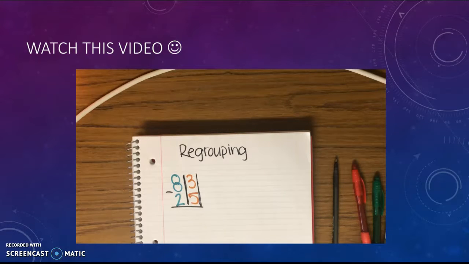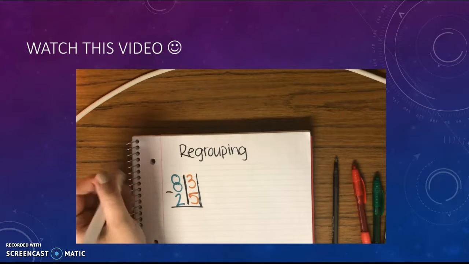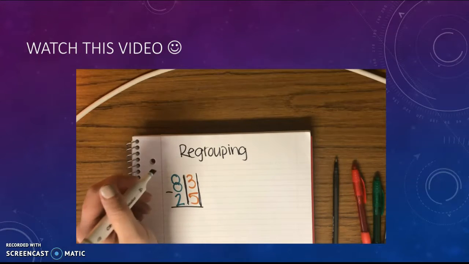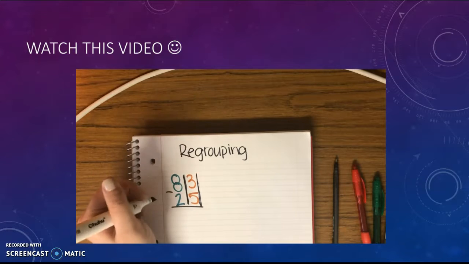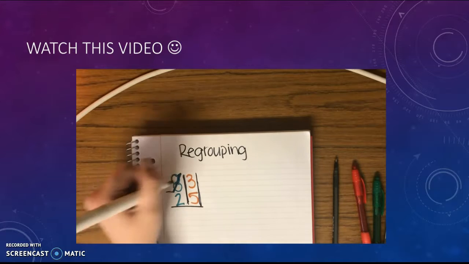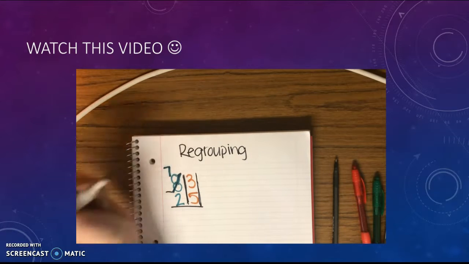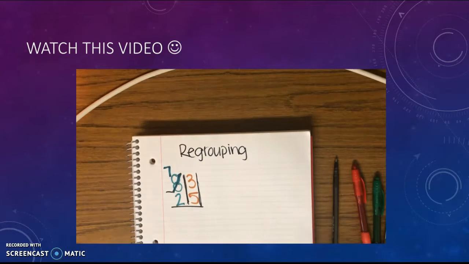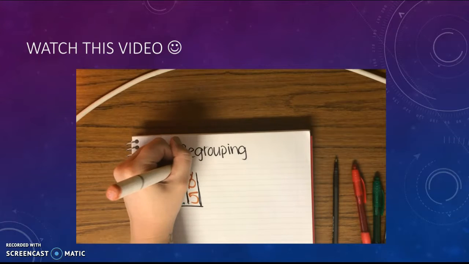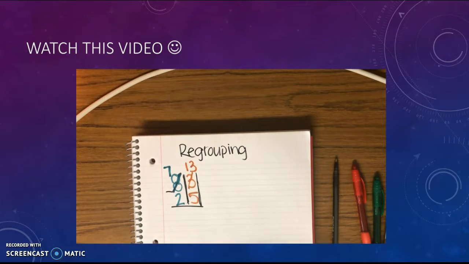So you're going to look over to the tens place right here, and so you have 8 tens. That's what 83 is, 8 tens and 3 ones. So what you're going to do is take a 10 away from the 8 to make it 7 tens, and then you're going to add the 10 you took away from over here to here. So you're going to have 13 ones.